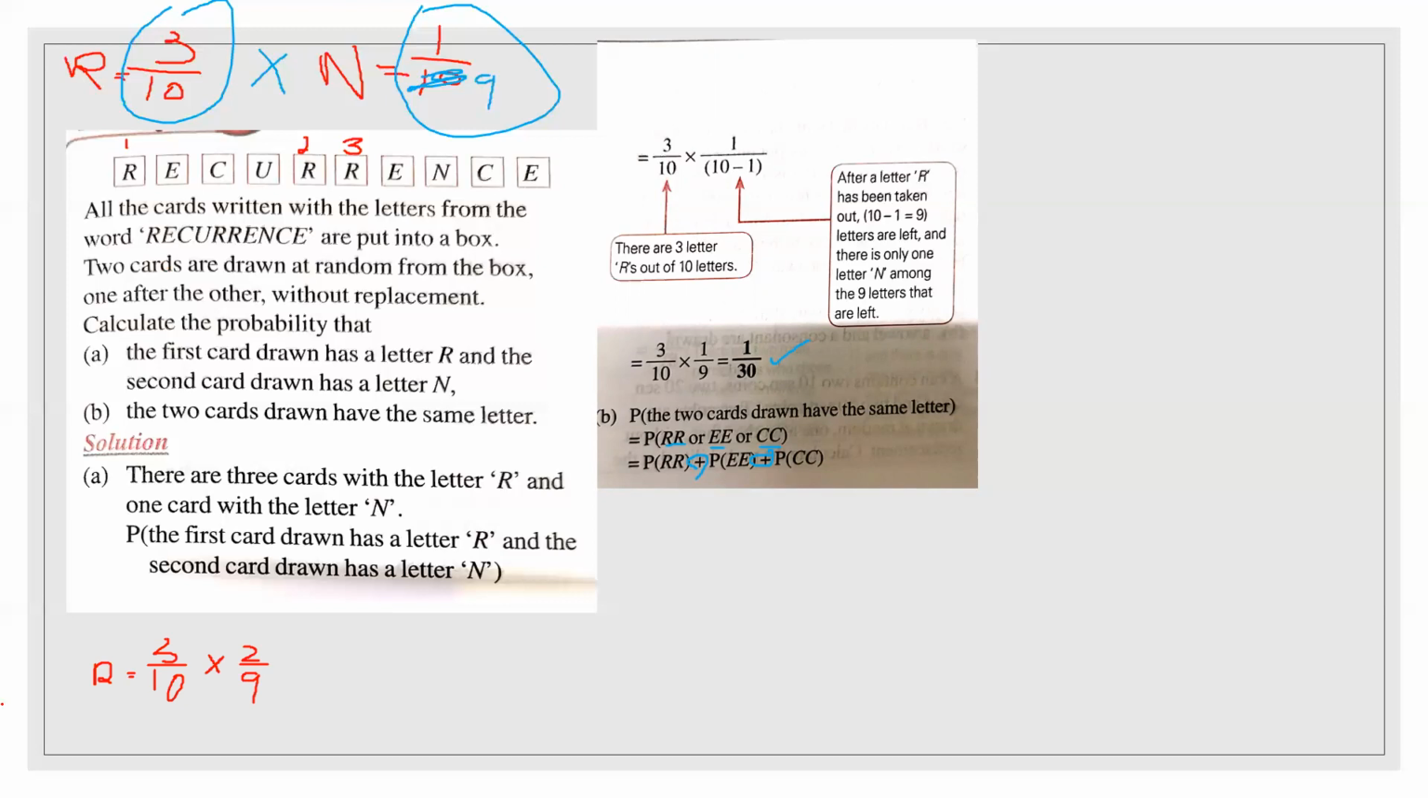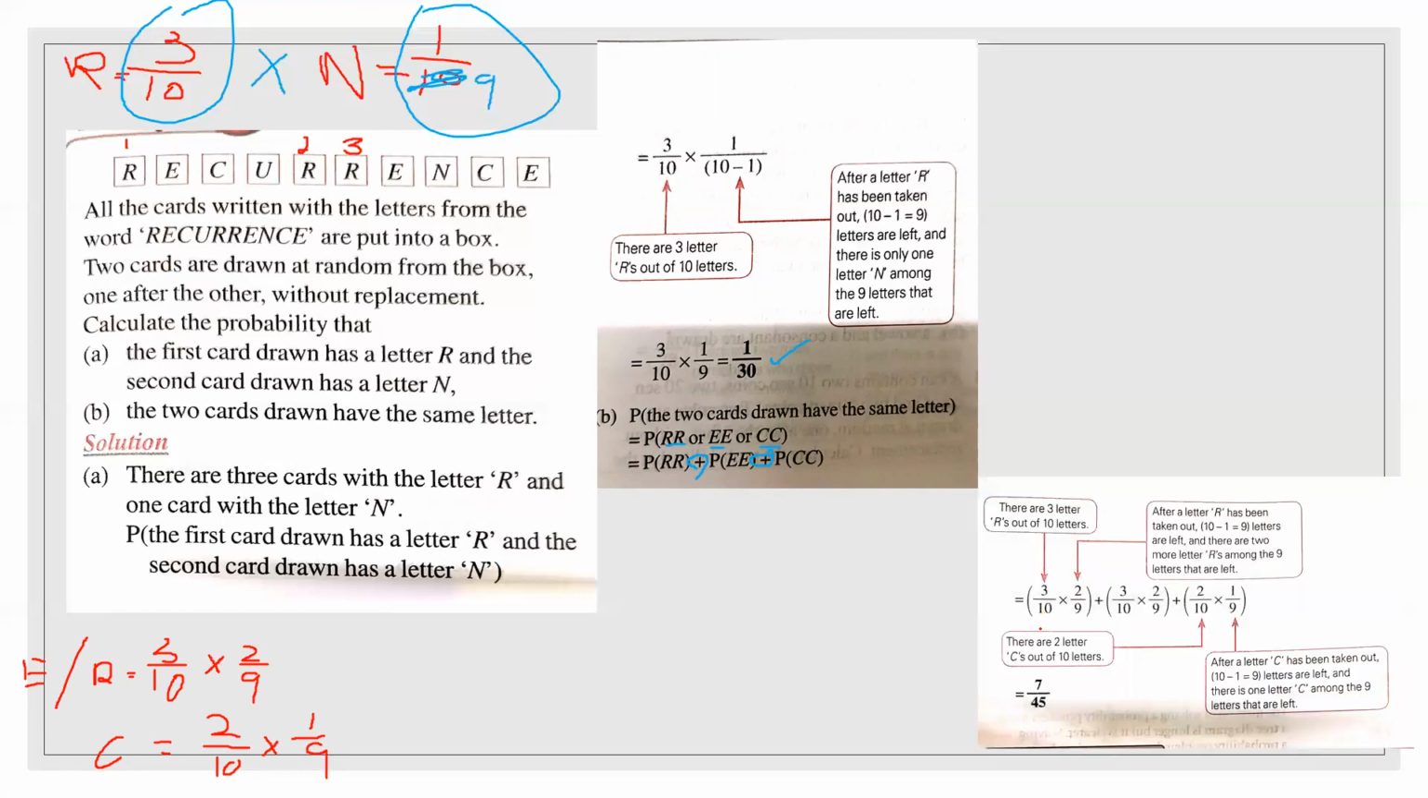E also has 3, right? So E has the same probability as R. How about C? C only has 2. So it's 2 over 10 times 1 over 9. So you see 3/10 times 2/9, plus 3/10 times 2/9, plus 2/10 times 1/9. In the end, you have 7/45. Okay, 7/45. So it's pretty easy.